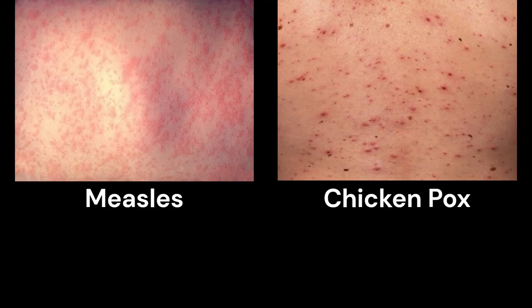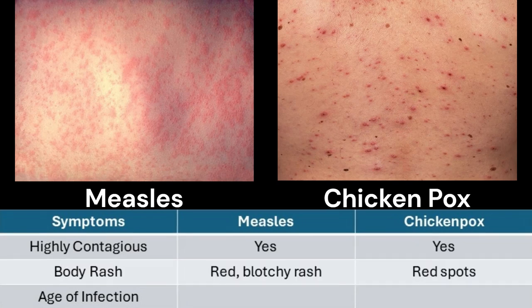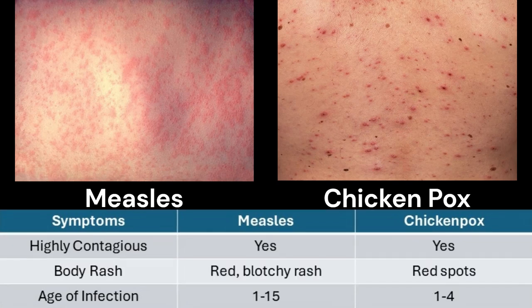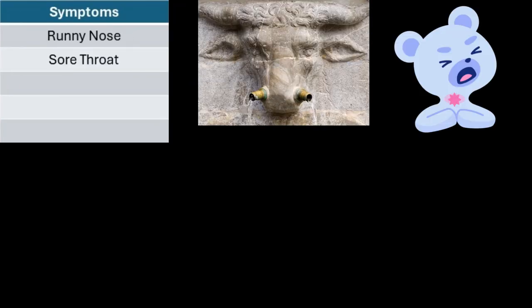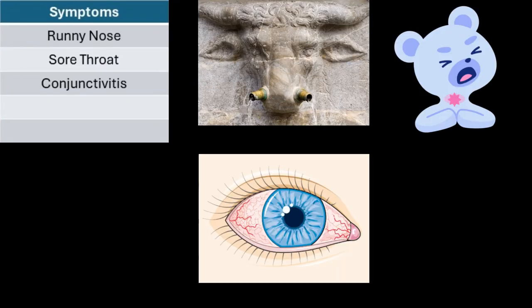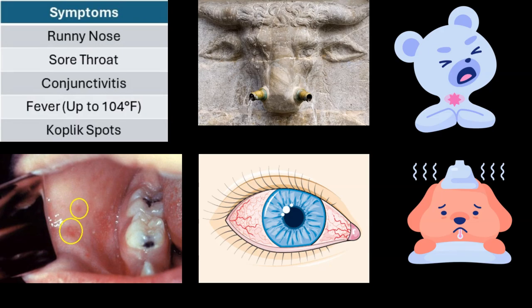The two diseases may seem similar at first glance. Both are extremely contagious. Both develop red spots on the body. Both primarily infect youths. That's about as far as the similarities go, though. The rest of the symptoms are quite different. The most common symptoms of the measles are a runny nose, sore throat, conjunctivitis, a fever, and inside of your mouth these little red spots with blue-white centers called Koplik spots.